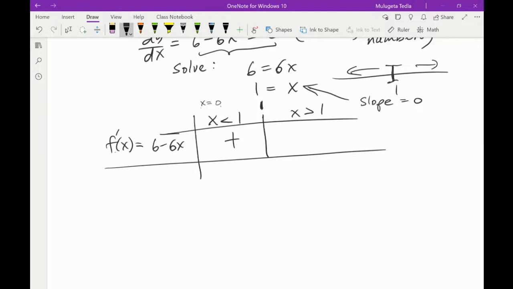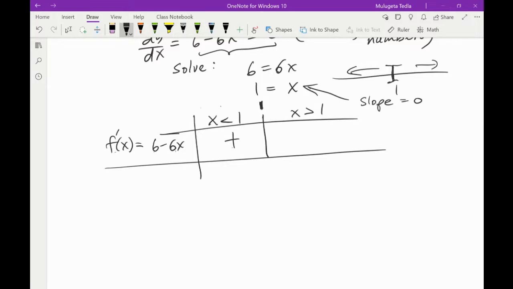Take a number less than 1, for example 0. If you put in 0, you get 6 minus 0, which is positive 6. So the slope is positive for any number less than 1. You can check any other number. Let's take x equal to negative 7. So 6 minus 6 times negative 7 is 42 plus 6, which is 48. So for all the numbers less than the critical number, they have the same sign.